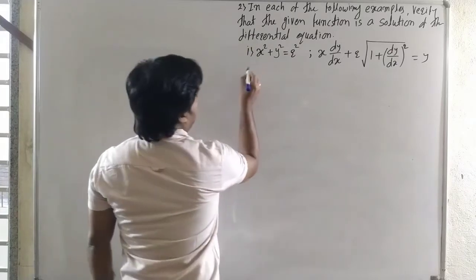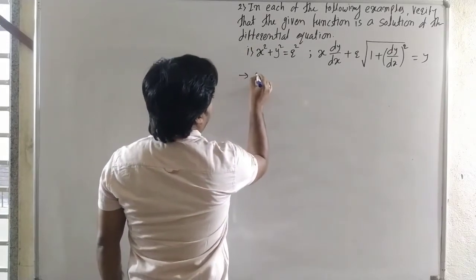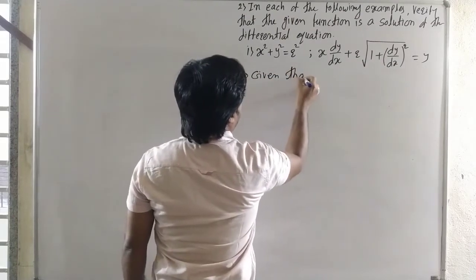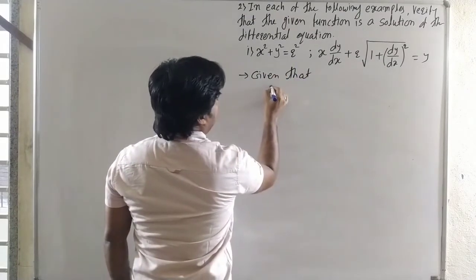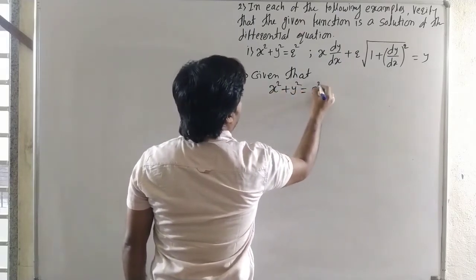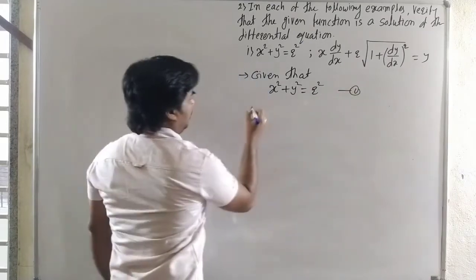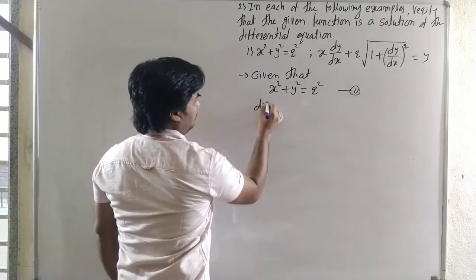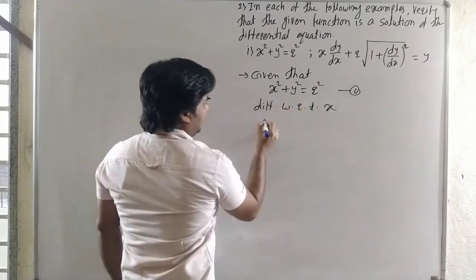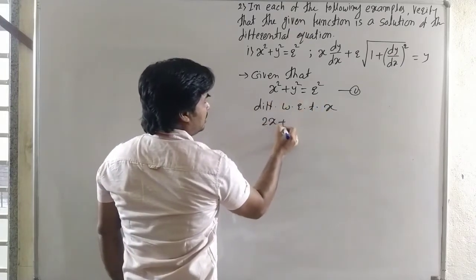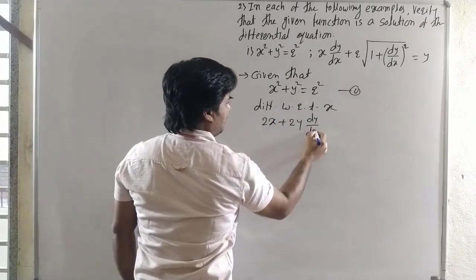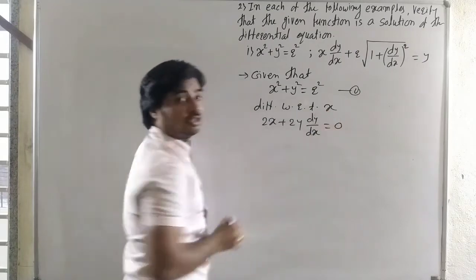Now we solve this. Given equation is x square plus y square is equal to r square. We take it as equation number 1. Now differentiate with respect to x. The derivative of x square is 2x, plus the derivative of y square is 2y dy by dx, and the derivative of r square is 0.